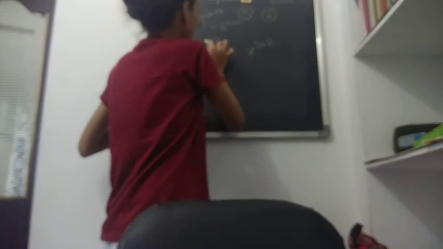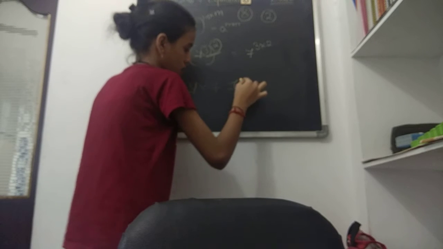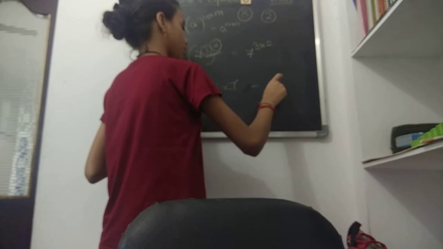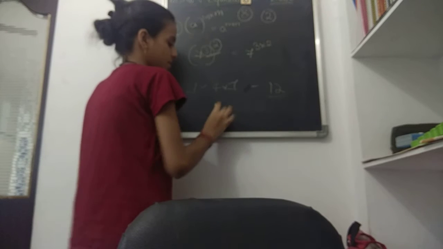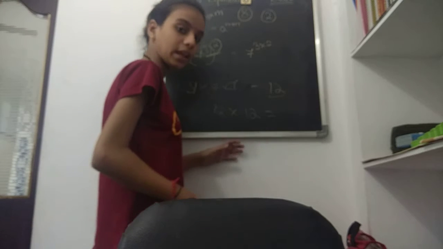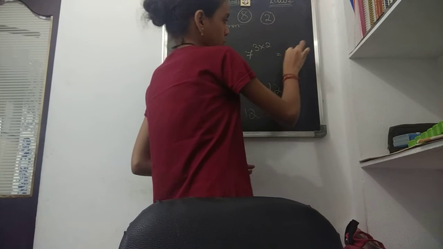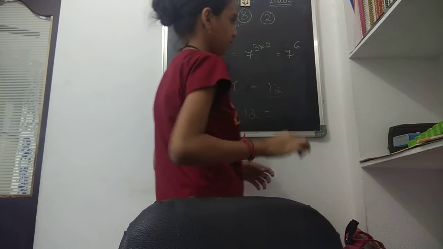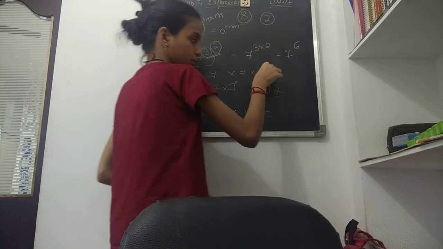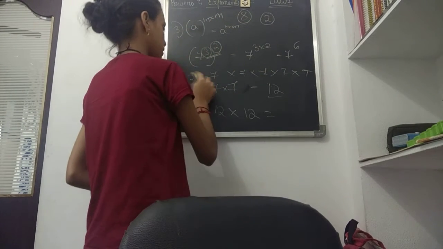So instead of writing 7 into 7 into 7 and getting the answer, suppose you get 12, and again writing that answer 12 into 12 two times, instead of doing this full method, you can just write it as 7^(3×2). So you get 7^6, and you can solve it as 7 into 7 into 7 into 7 into 7 into 7.